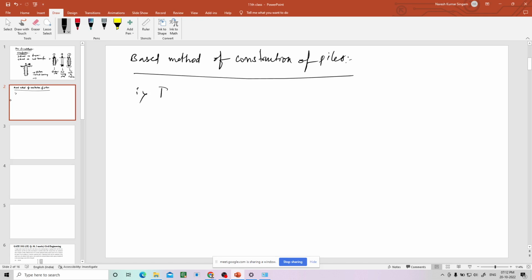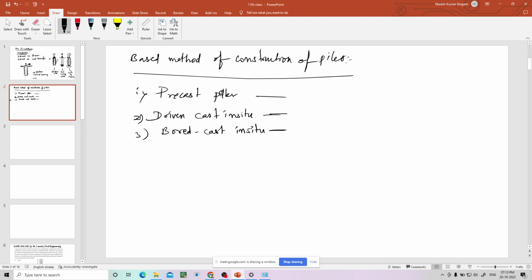One is precast, second one is driven cast in situ, and third one is bored cast in situ. Can you tell me if you know? You can define, or else I'll tell you. What are precast piles, what are driven cast in situ, and what are bored cast in situ?